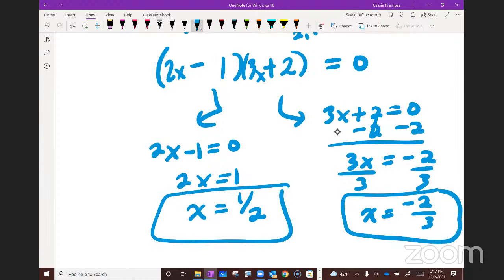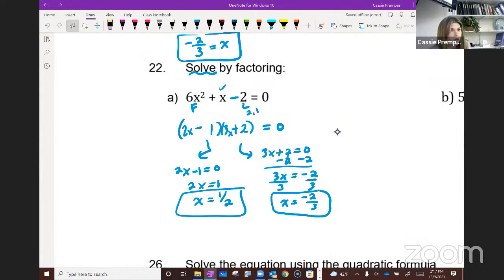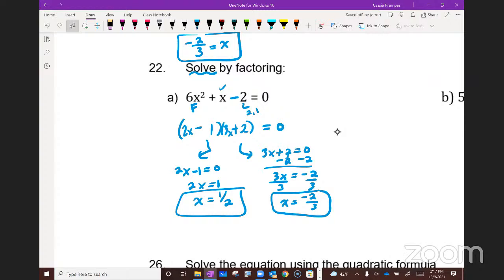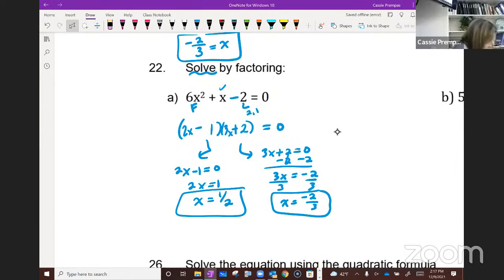Nice. All right, guys, how did we do? If you factored correctly, you should have 2x minus 1 times 3x plus 2. Then this one, you have to set them each equal to 0 to actually solve. You should get x equals negative 2/3 and x equals 1/2.